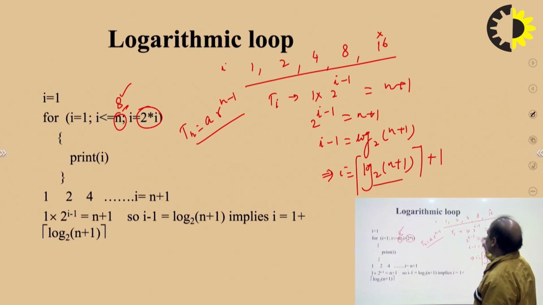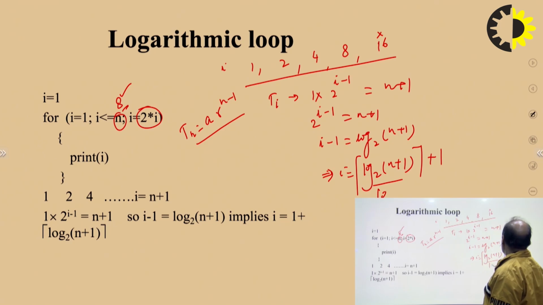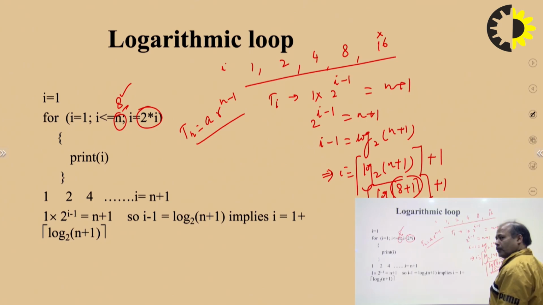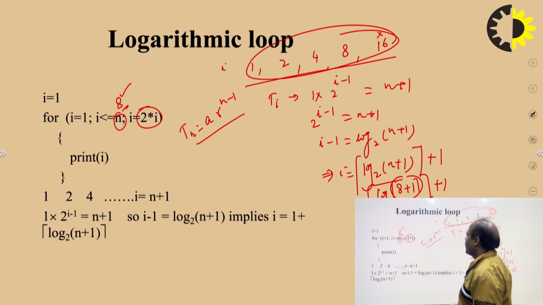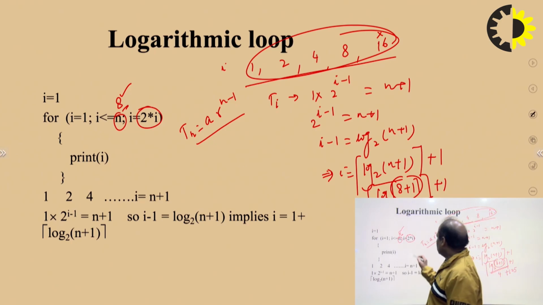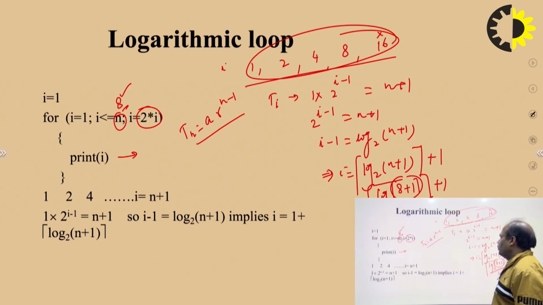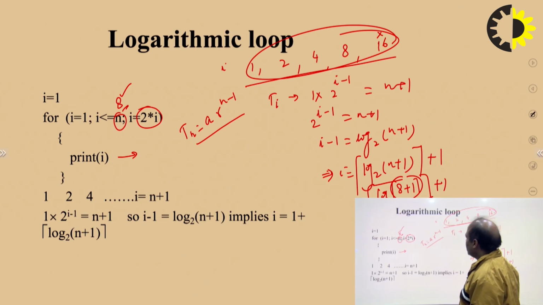Yes, see this: log 2 n is 8, and 8 plus 1 is 9. So take the ceiling plus 1: log 8 base 2 is 3. So this is going to be 4. And 4 plus 1 becomes 5. So, of course, this is running 5 times. This is correct. And the rest of the rule will remain the same: the body of the loop is always running one less than the loop itself. So, this is an example of the logarithmic loop.